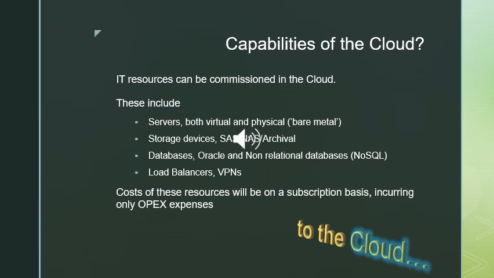But what are the capabilities of the cloud? In short, one can build one's own data center, IT resources, and commission them in the cloud. These IT resources include servers, both virtual and physical, sometimes referred to as bare metal, storage devices like SAN, NAS, archival storage devices. You can commission databases, Oracle and non-relational types, as an example NoSQL, and you can also commission load balancers and VPNs. The cost of these resources will be on a subscription basis, incurring only OPEX expenses.